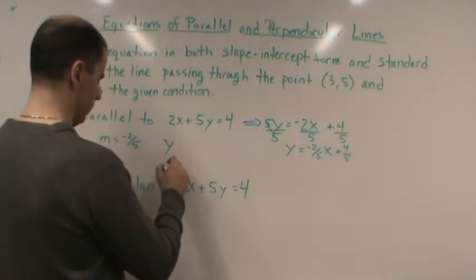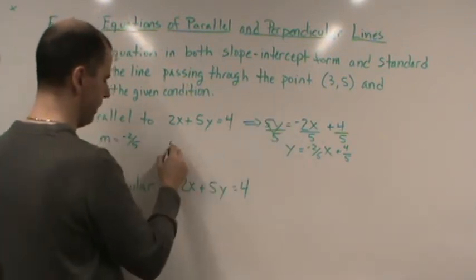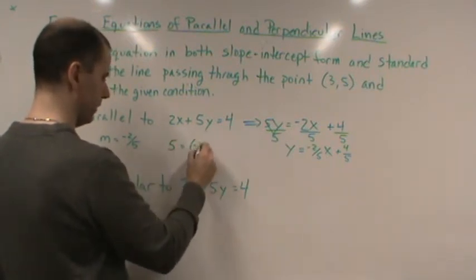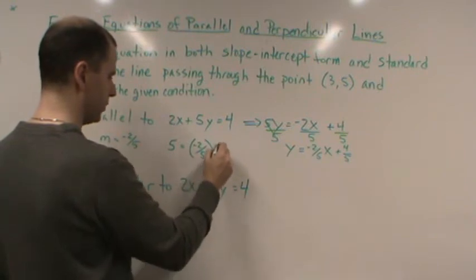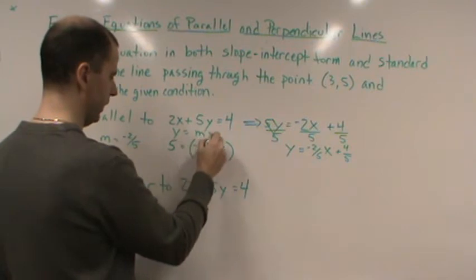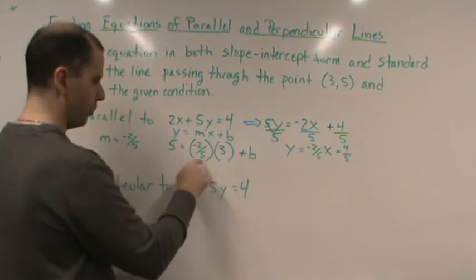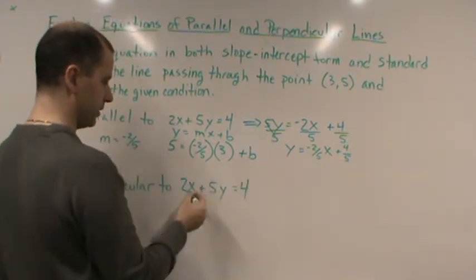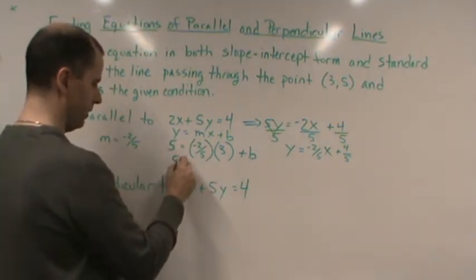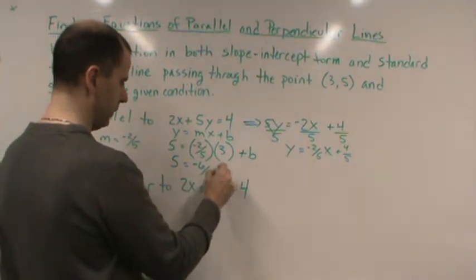So we're going to use the slope-intercept form, y equals mx plus b. Let's put in our point, so it's going to be 5 equals negative 2/5 times x, which in this case is 3. The only thing I don't know is the intercept, so that's why we're doing this. Now if I simplify this, I get 5 equals negative 6/5 plus b.